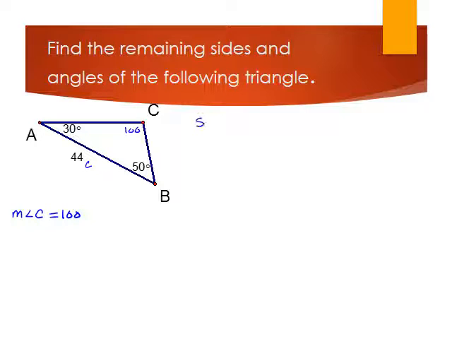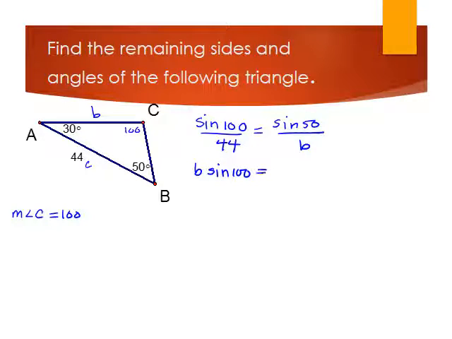So we're going to say the sine of 100 over 44. And if we go with B, let's find side B. That would be the sine of 50 over b. So this is a proportion, so we're just going to cross multiply. So b times the sine of 100 equals 44 times the sine of 50. Got to divide both sides by the sine of 100, so I get b equal to 44 times the sine of 50 over the sine of 100, and I can plug that into my calculator.